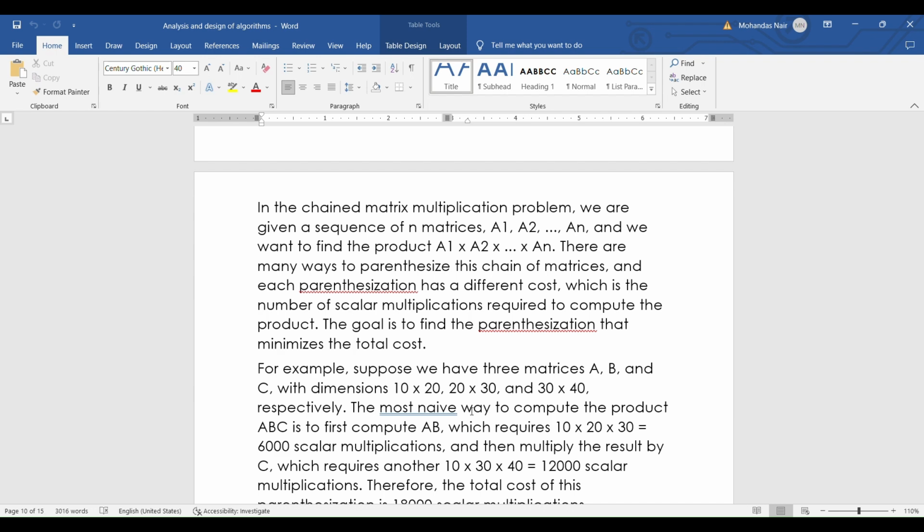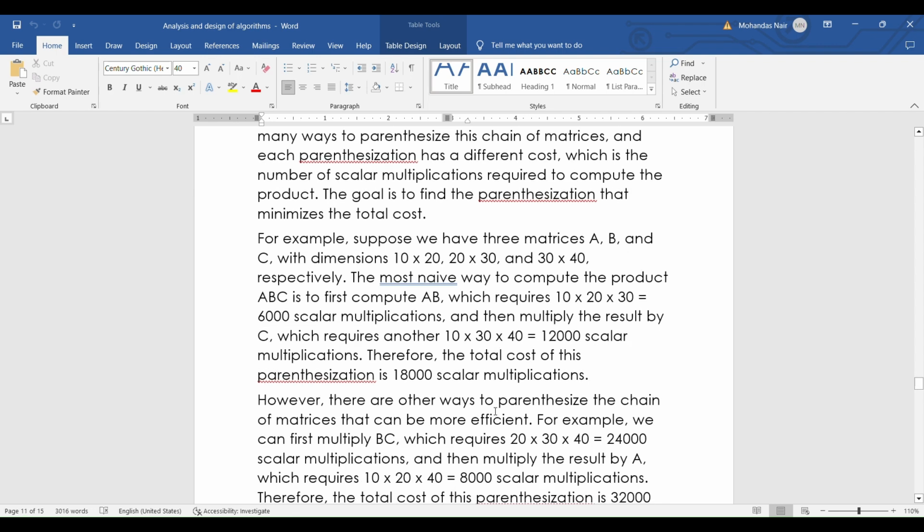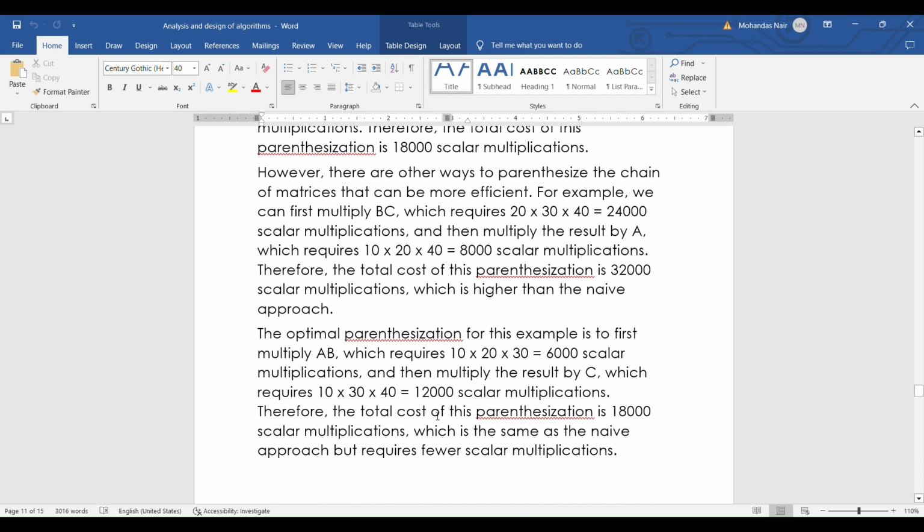For example, suppose we have 3 matrices A, B and C with dimensions 10 cross 20, 20 cross 30 and 30 cross 40 respectively. The most naive way to calculate the product ABC is to first compute AB, which requires 10 cross 20 cross 30, that is 6000 scalar multiplications, and then multiply the result by C, which requires another 10 cross 30 cross 40, that is 12,000 scalar multiplications. Therefore, the total cost of this parenthesization is 18,000 scalar multiplications.